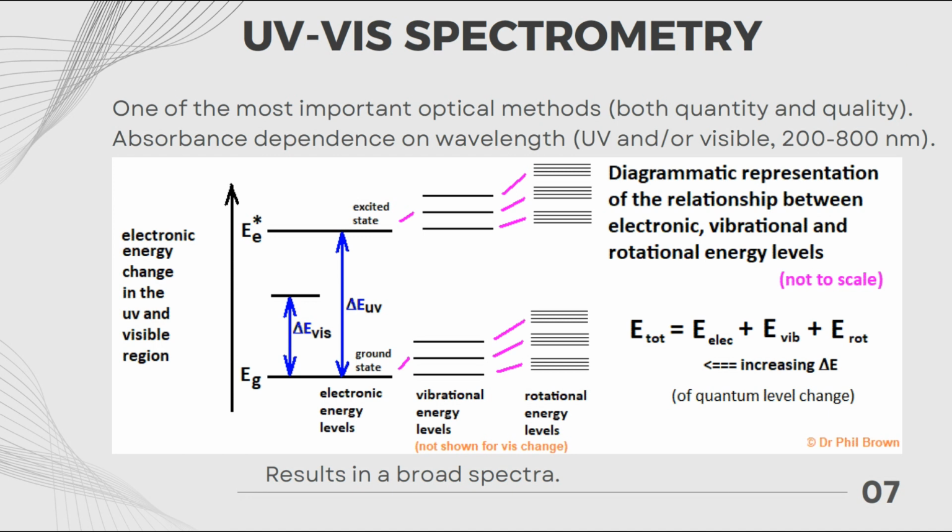Okay, UV-Vis spectrometry is an extremely popular method indeed. So you may see this method almost everywhere. It's extremely important because it's simple and it's really versatile. And you may do both quantitative and qualitative analysis here, and it's quite good. So what's happening here? We measure the absorbance dependence on wavelength. Once again, usually we're talking about UV or visible light, which has a wavelength of 200 to 800 nanometers.